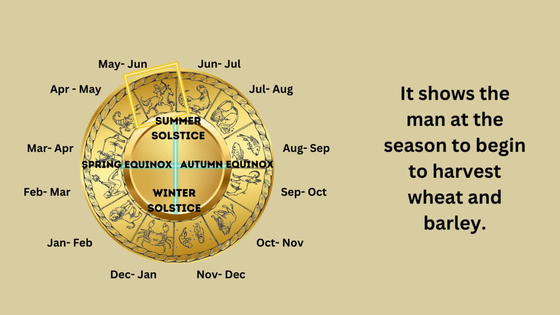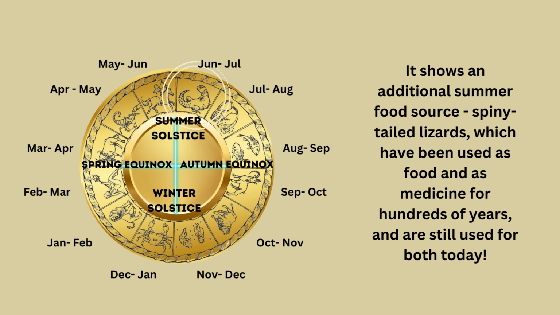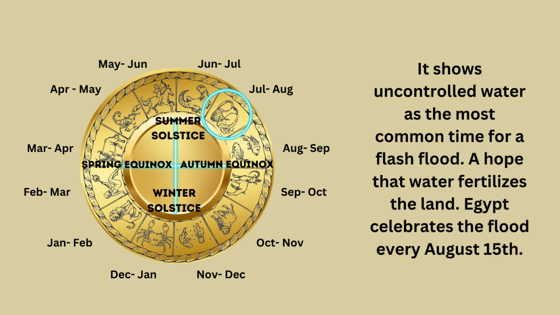It shows the man at the season to begin to harvest wheat and barley. It shows an additional summer food source, spiny-tailed lizards, which have been used as food and as medicine for hundreds of years and are still used for both today. It shows uncontrolled water as the most common time for a flash flood, a hope that water fertilizes the land. Egypt celebrates the flood every August 15th.